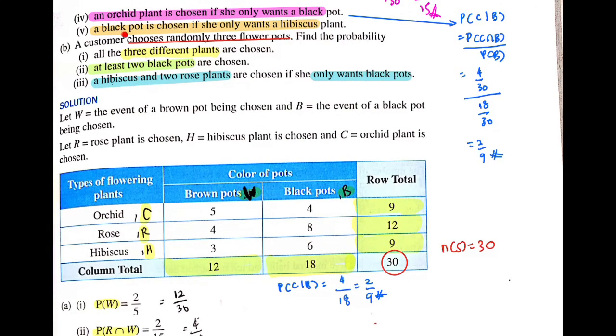Now let's look at question number 5. A black pot is chosen if she only wants hibiscus. So let's try it here. A black pot is chosen.